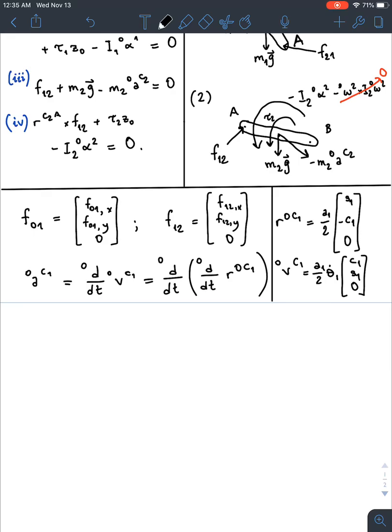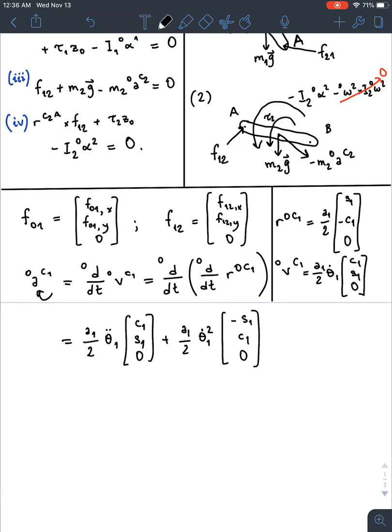So if I need to express the acceleration of C1 in the zeroth frame now, that's another derivative of the components of this vector, because that vector is also expressed in the zeroth frame, you see. So I would get A1 over 2 theta 1 double dot times cosine of theta 1, sine of theta 1, and 0, plus A1 over 2 theta 1 dot squared times minus sine of theta 1, cosine of theta 1, and 0. Here, what went on is the product rule, right?